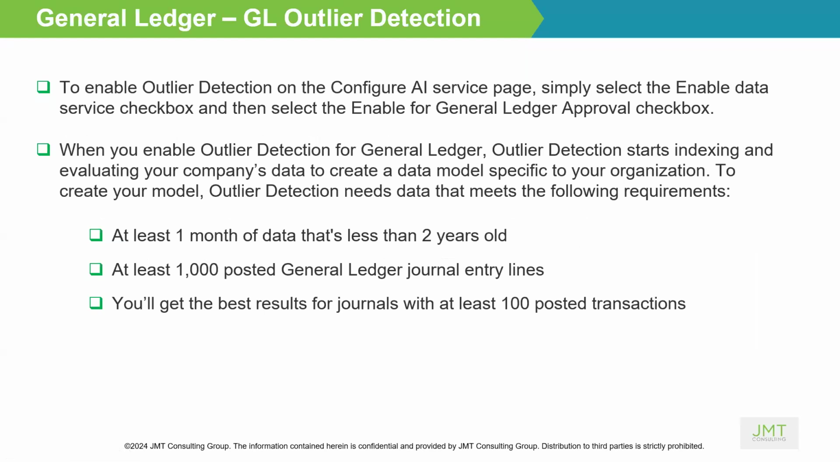When you enable the outlier detection, it takes 24 to 48 hours to evaluate your data and start to function. In order to work, there are some requirements. You'll need at least 1 month of data that's less than 2 years old and 1,000 posted GL journal entry lines, so line items, not entries. And you'll get your best results for journals with at least 100 posted transactions. So if you're a newer client, you may not get as much value out of this in the short term.